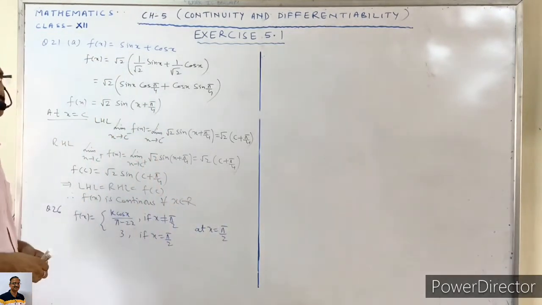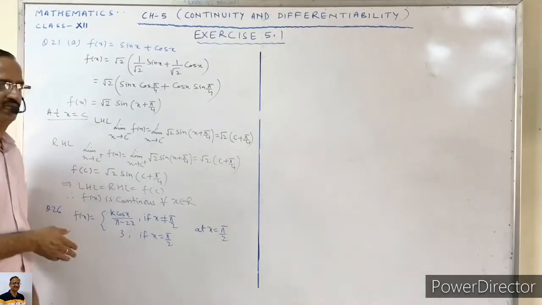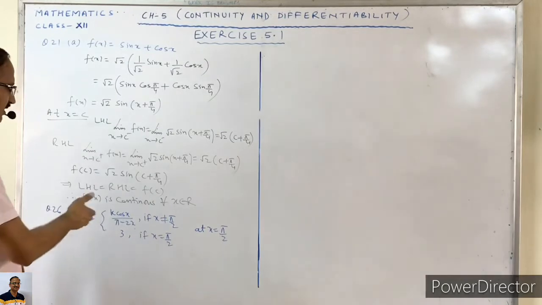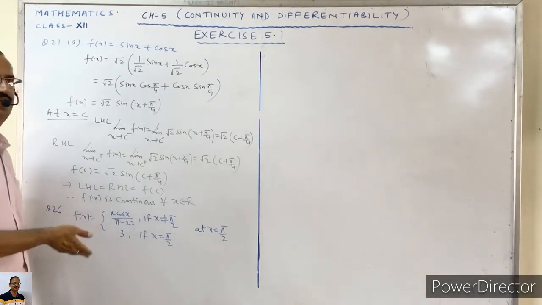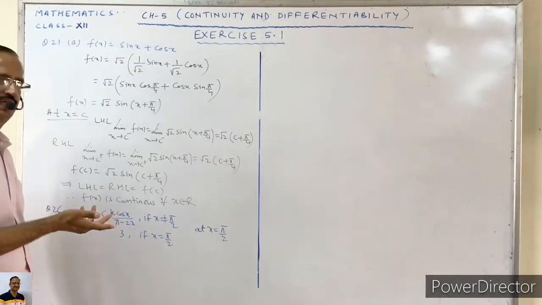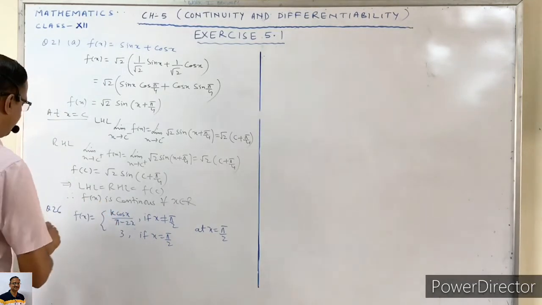So it is given that the function is continuous. Since the function is continuous, so we can say that the left hand limit, the right hand limit, and the value of the function at the point, all three are equal. So the solution is like this.